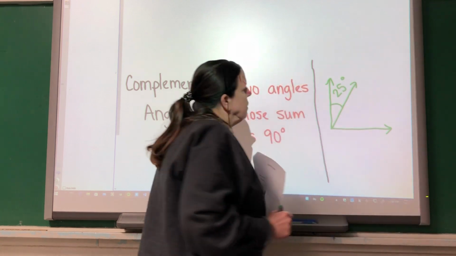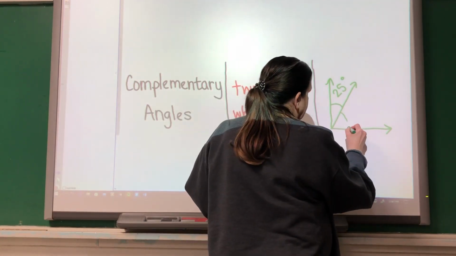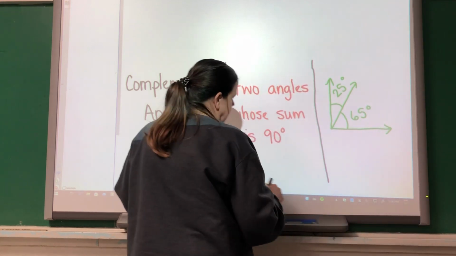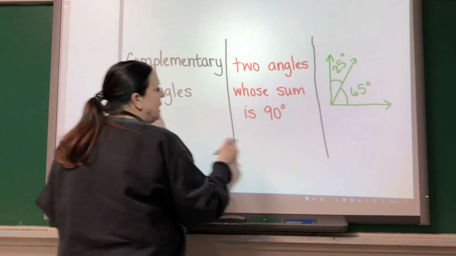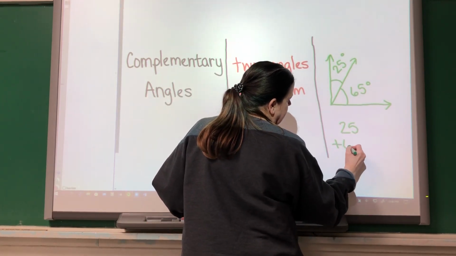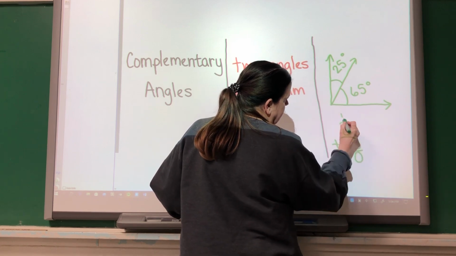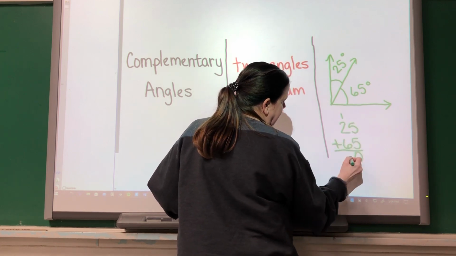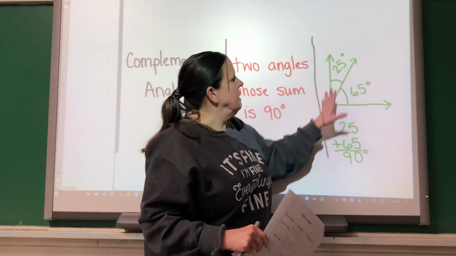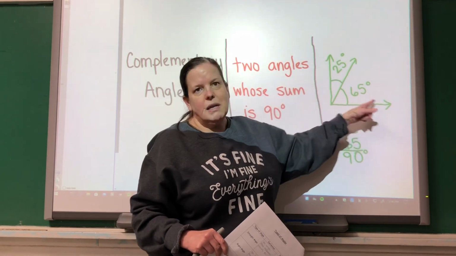So our little angle is 25 degrees. This one that's a little bit bigger is 65 degrees. So if we add those 2 together, so if we add our 25 and our 65, 5 plus 5 is 10, carry the 1, 6, 7, 8, 9. Okay, so we do see these 2 numbers equal 90 degrees. They made a right angle.